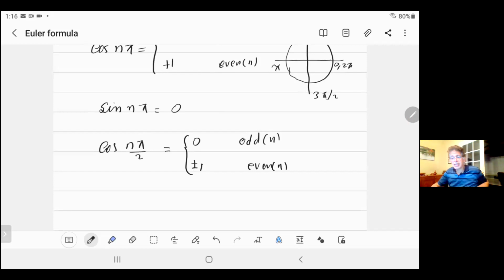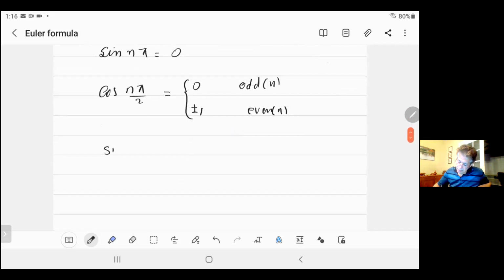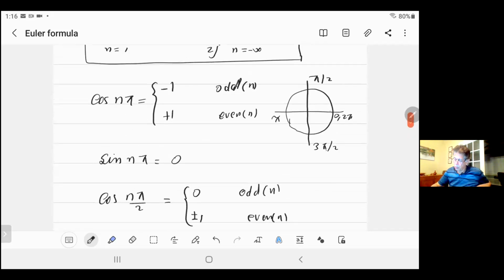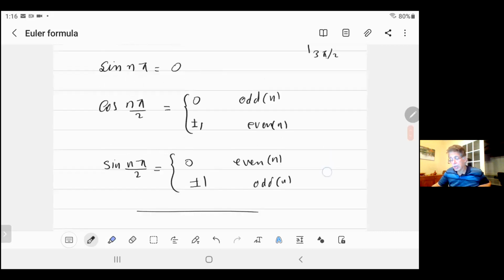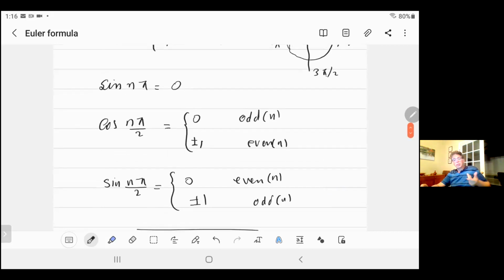Now let's look at sine n pi over 2. Well, check if you have even first. If you have 2 over 2, it will be sine pi, that equals 0. Choose 4. 4 over 2 is equal to 2 pi, 0. So it's 0 for even n. And when you do the odd, then you will get plus or minus 1. So that's all, and I think that'll be helpful: when you solve any problems, keep this sheet with you to simplify your expression. And thank you for your attention.